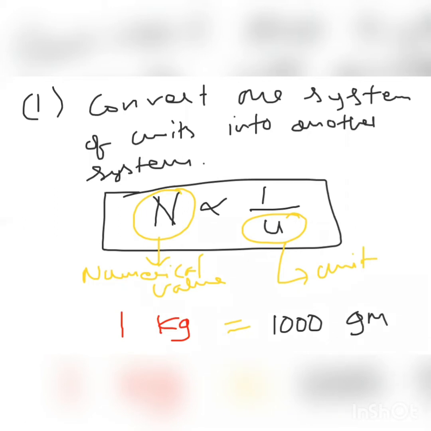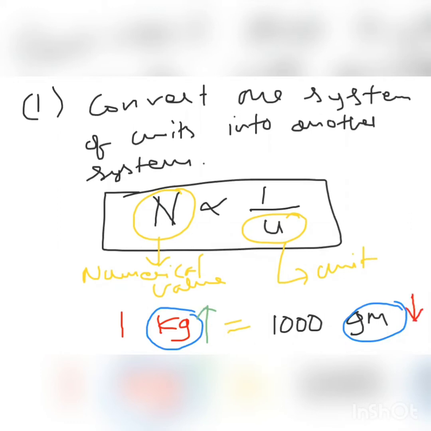Here kg is a unit and gram is a unit. Comparing kg and gram, which is the large unit? The big unit is kg. Compared to kg, gram is a very small unit. Kg is a big unit, so gram is a small unit.